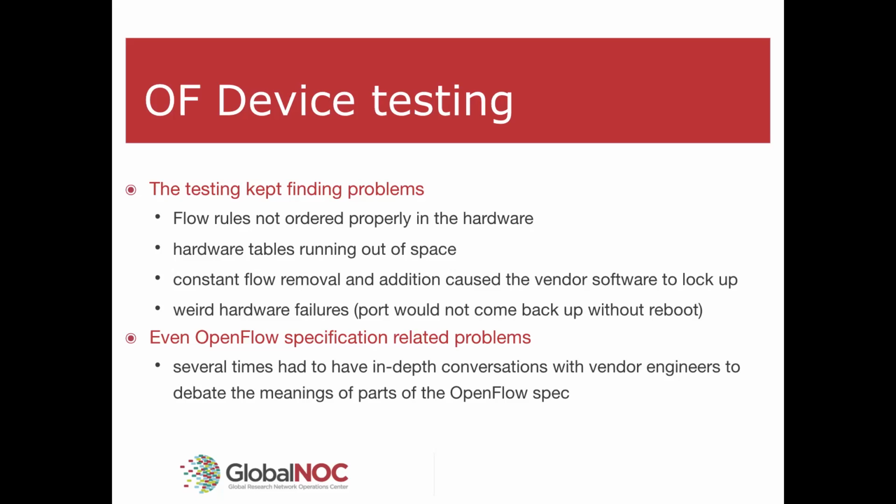And we even had OpenFlow specification related problems. So there were multiple times where we'd have a call with the vendor engineers, say Cisco or Brocade or Juniper, and discuss what the spec actually meant by some certain OpenFlow command or rule. I remember spending a lot of time talking with Cisco about packet in and packet out, and they thought that it was the weirdest thing that we wanted to do this. But it was like, this is what the spec says, guys.